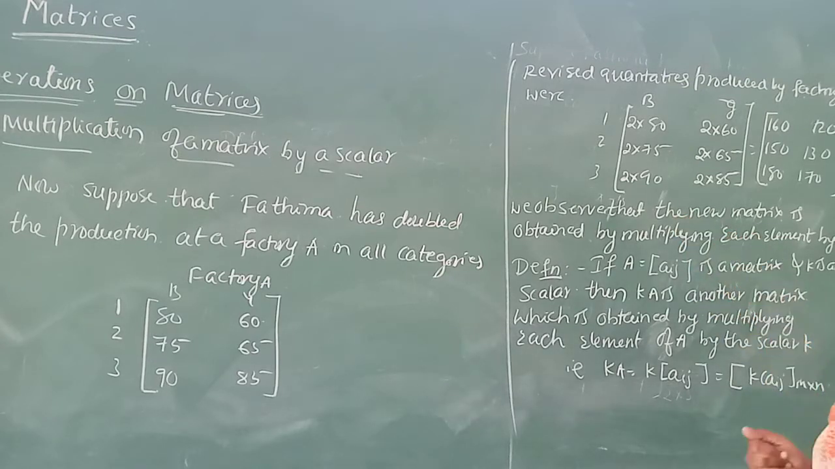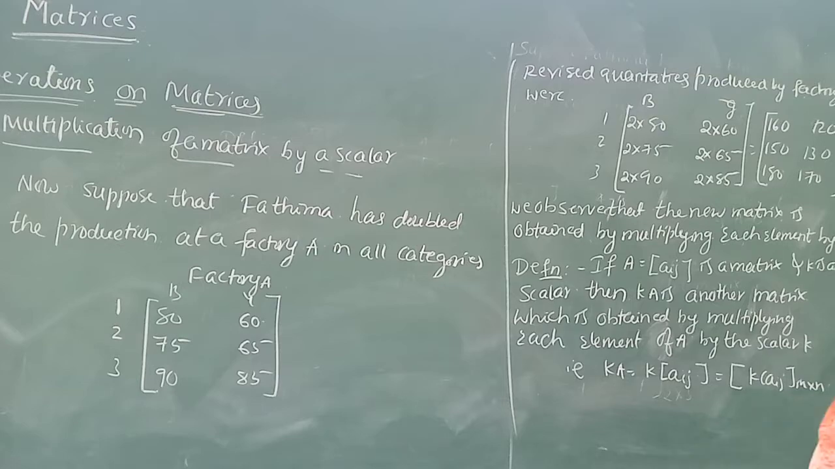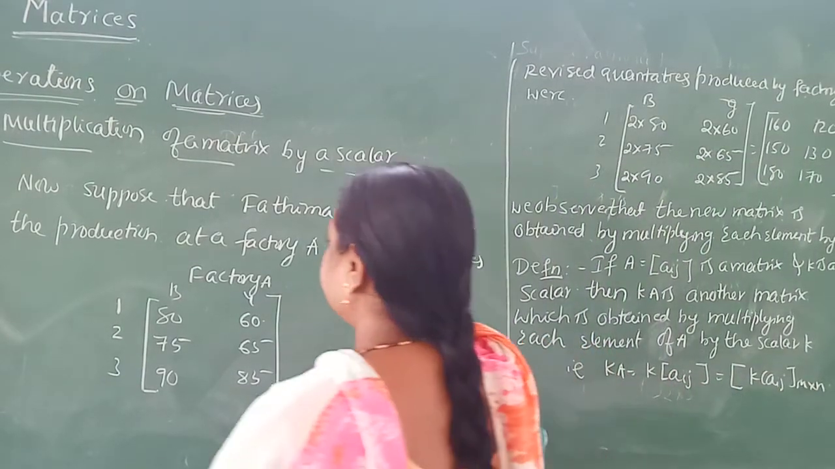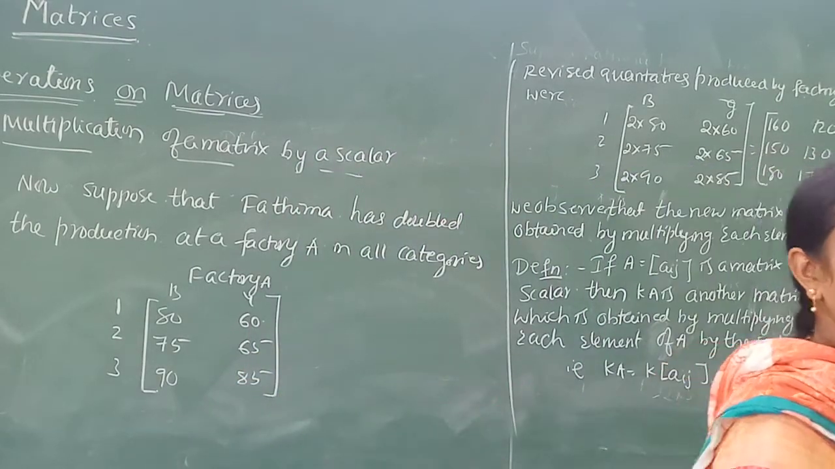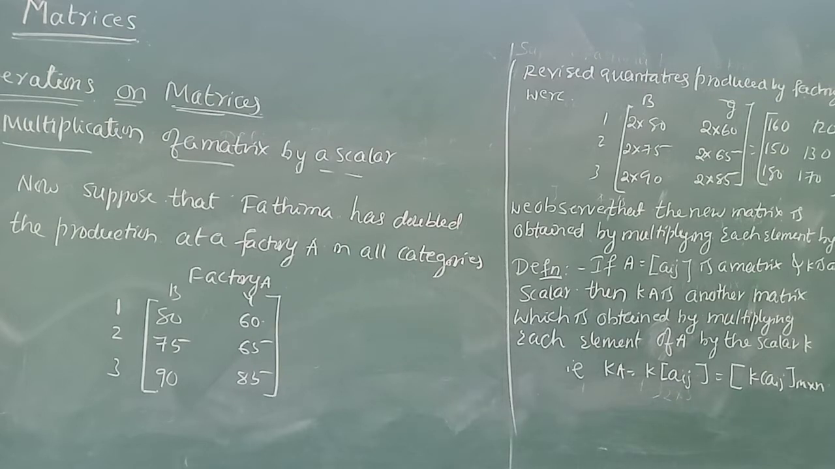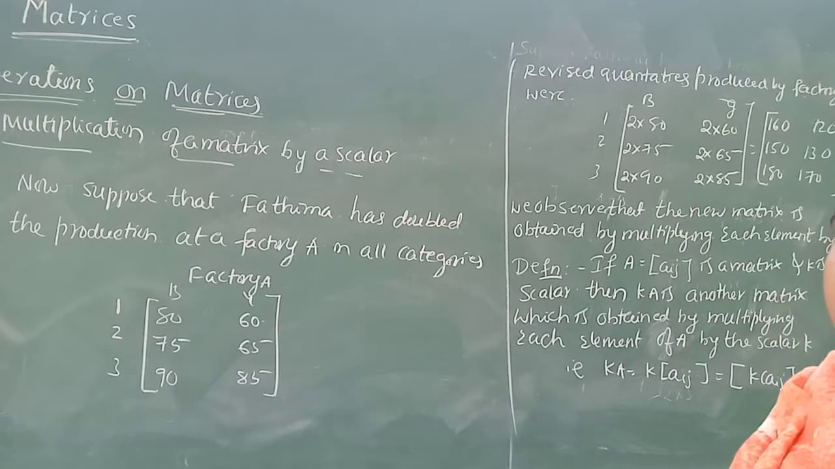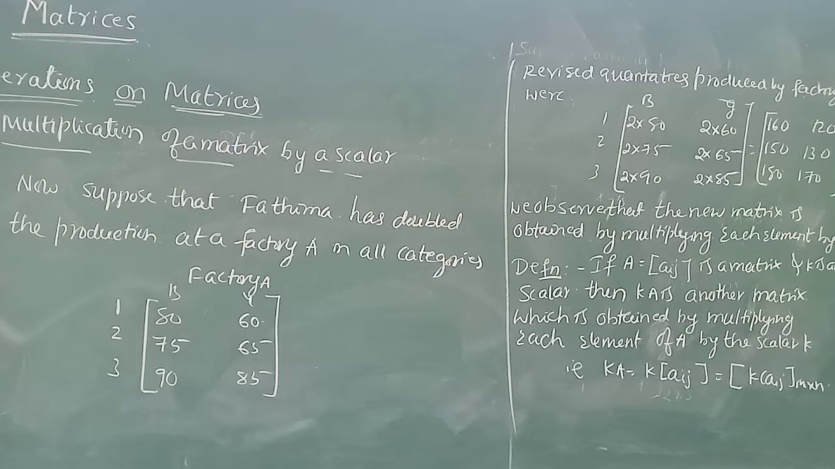We observe that the new matrix is obtained by multiplying the matrix by what? Just concentrate here. This is a matrix, but 2 is a what here? Scalar. It has only magnitude, no direction. If you double the production, the price of the category is also doubled. What we have done here is multiply each and every element by 2. The same concept we use by definition.